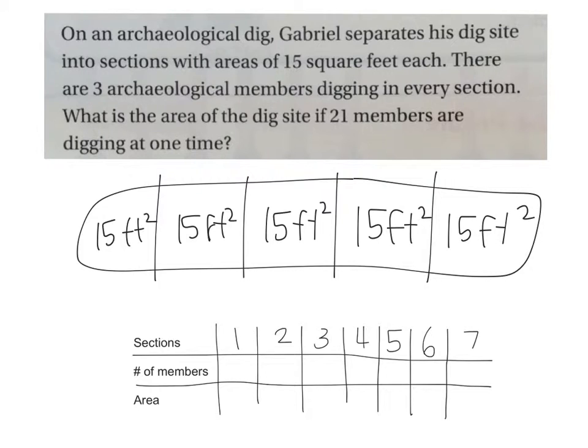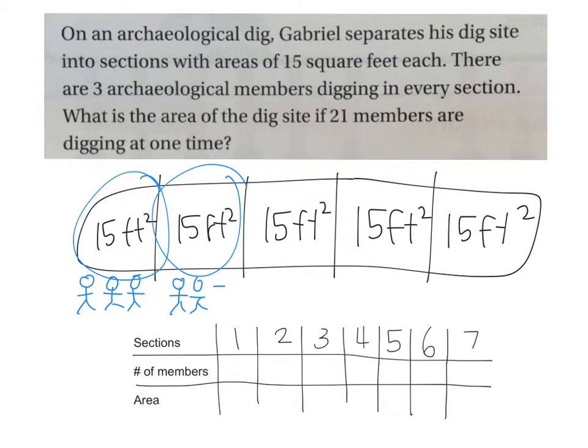And then there are 3 members of his archaeological team digging in every section. So how many people are there in this section? 3, right? So I'm going to draw 3 people. How many people are there in this section? 3. And of course, every single section of 15 square feet, there are 3 people. Okay? So then, the question's asking, what is the area of the dig? What is the total area of the dig site if there are 21 members working all together? Okay? So we can solve this by making a chart.